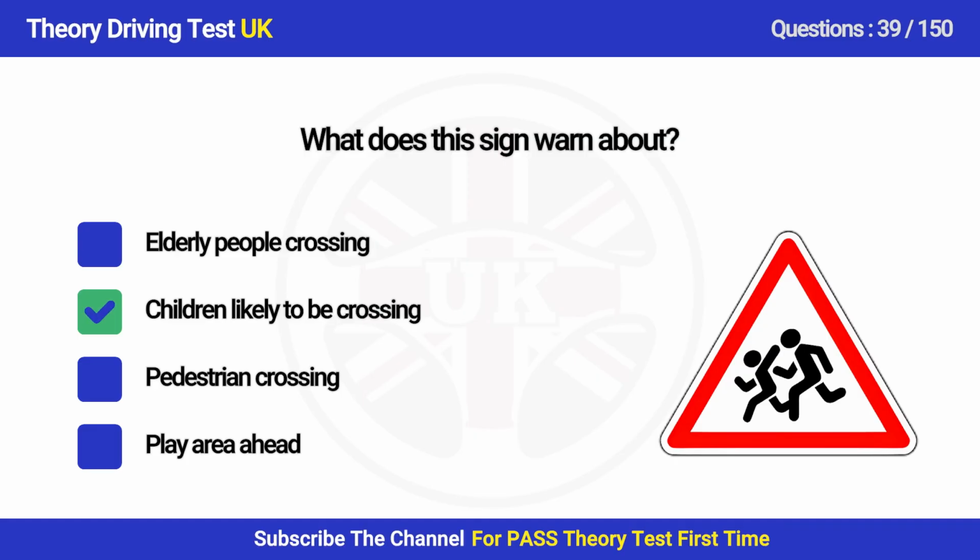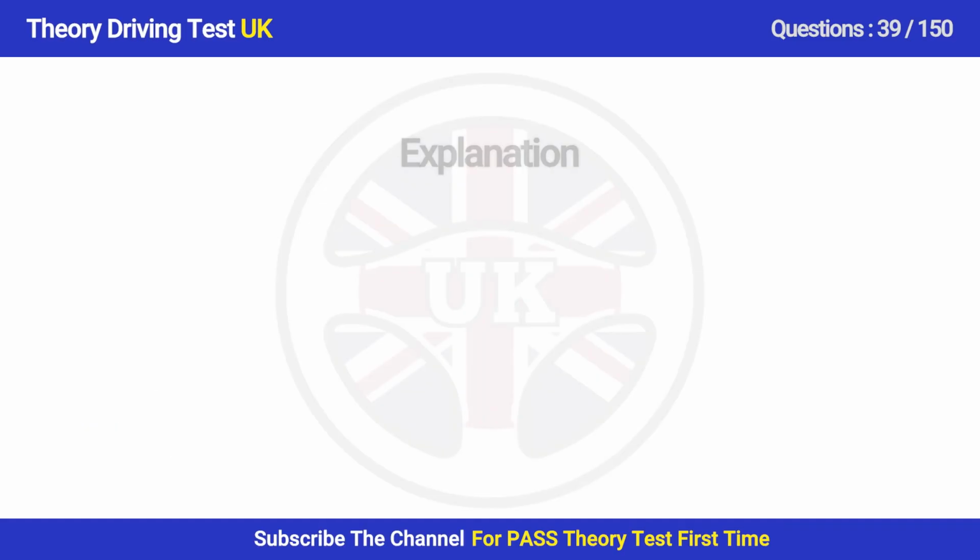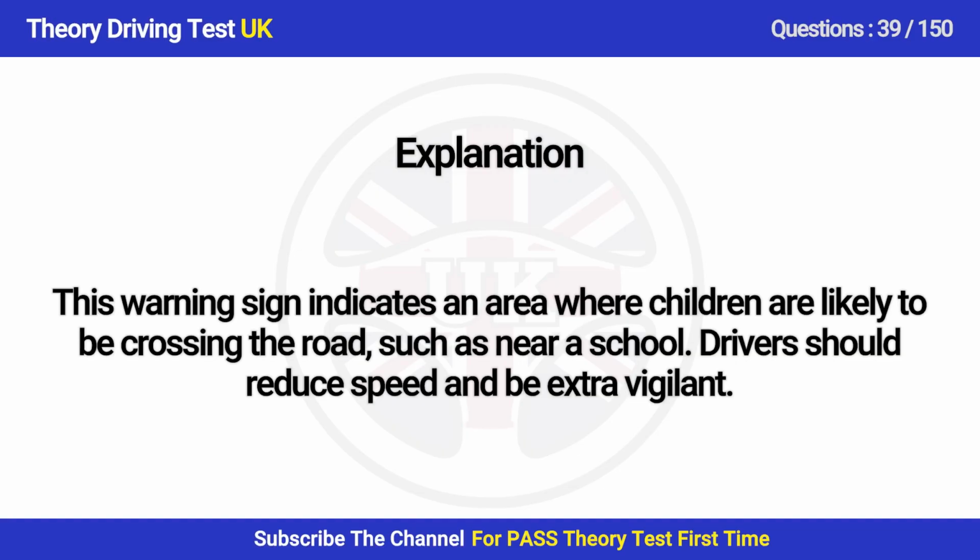Answer is B. Children likely to be crossing. This warning sign indicates an area where children are likely to be crossing the road, such as near a school. Drivers should reduce speed and be extra vigilant.